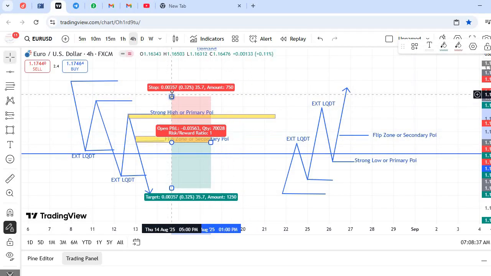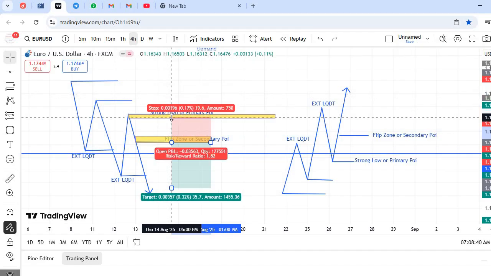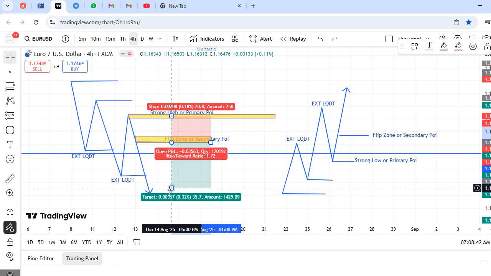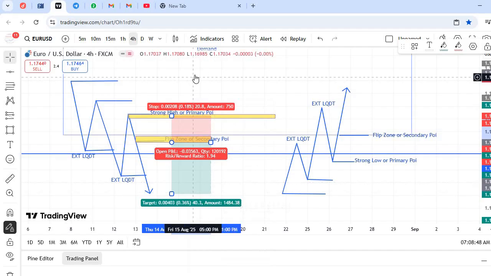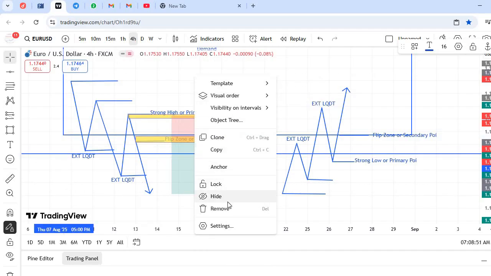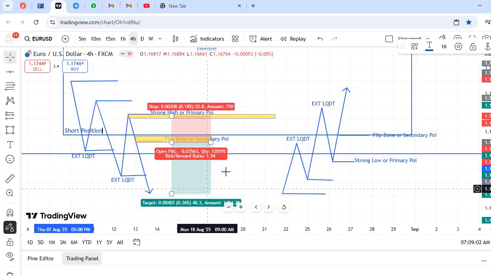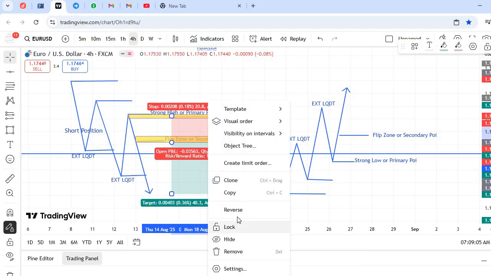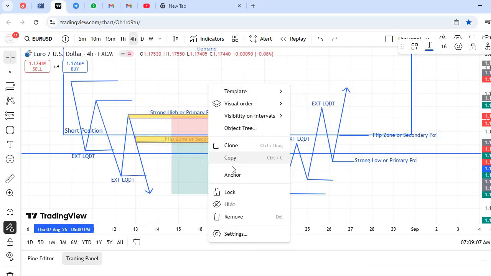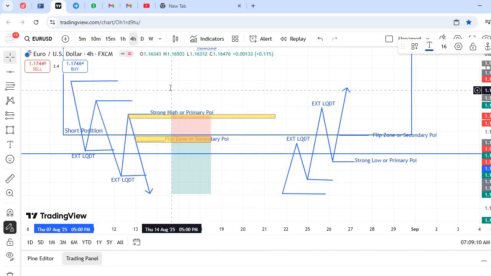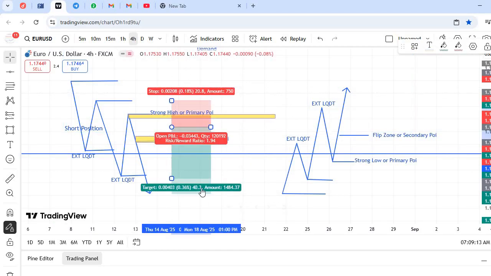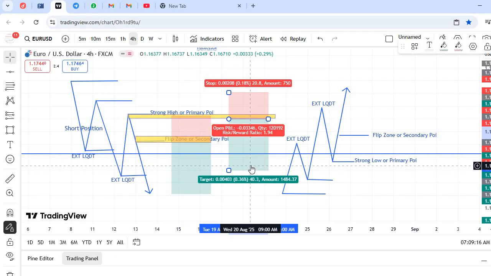So I'm showing you how I trade. Most times I anticipate, this is what I do. This is the first point of interest. Now, this is my second point of interest. Right?